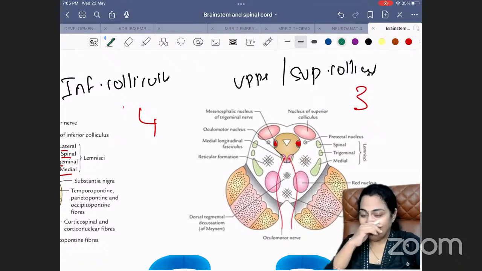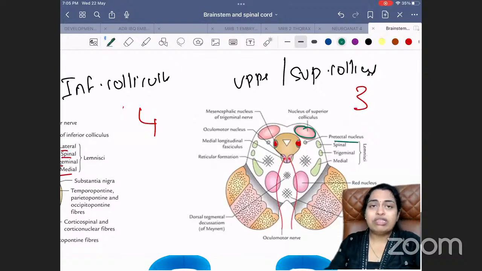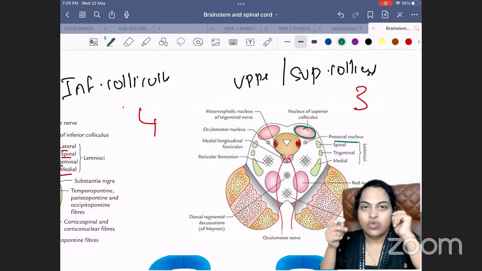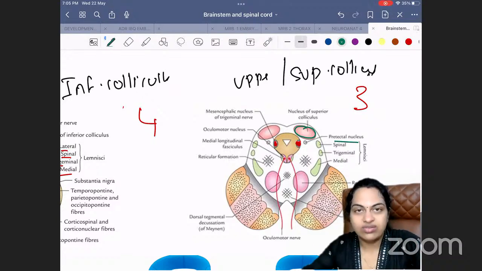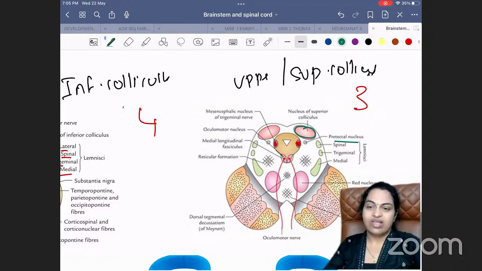Going to the superior colliculus level, the important thing that you should see, this is the superior colliculus, right? And just in front of it, you can see the pretectal nucleus. The pretectal nucleus is responsible for the light reflex. So you show a torch, the pupil constricts, a direct light reflex, and in the opposite eye also the pupil constricts, consensual light reflex, isn't it? Pupillary light reflex is because of the intact pretectal nucleus. So at the superior colliculus you get to see the pretectal nucleus, and there's not going to be any lateral lemniscus because it has ended in the inferior colliculus.